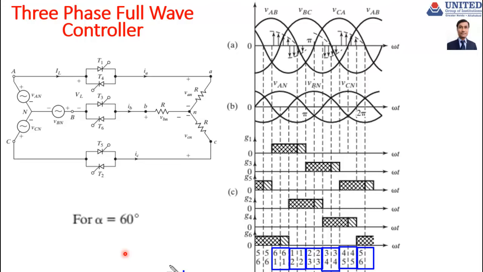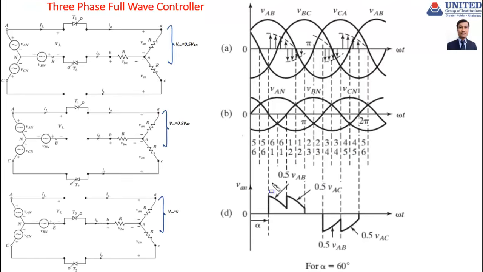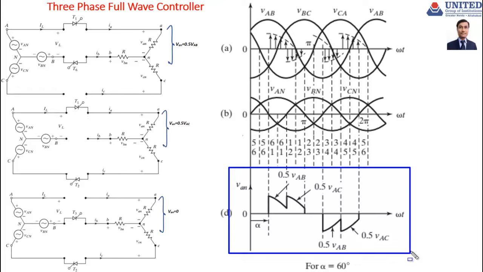So now let us see the output voltage waveform. Here we see the output voltage waveform. The output voltage is the phase voltage across the three-phase balanced resistive load. That is, here we take the output voltage van of the load phase. Now consider the case of interval 1 when T1 and T6 are conducting.